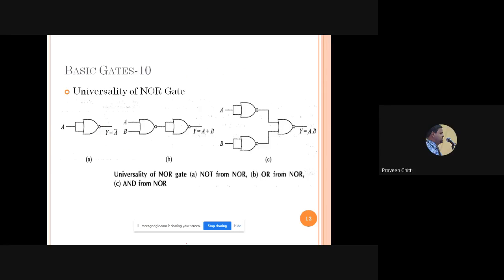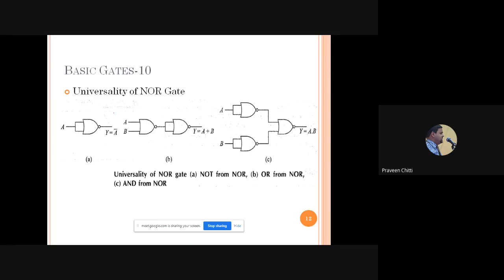Yes, sir. Then this NOR gate is called a universal gate actually. Right? Why is NOR gate called a universal gate? Because using only NOR gate, you can construct the 3 basic gates. There are 3 basic gates, AND, OR and NOT, which we have studied. And NOR is called a universal gate because all the other basic gates can be constructed using only NOR gate.